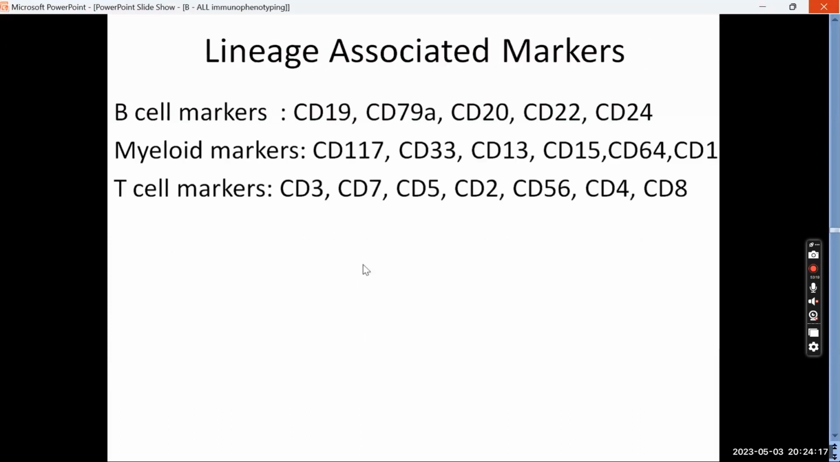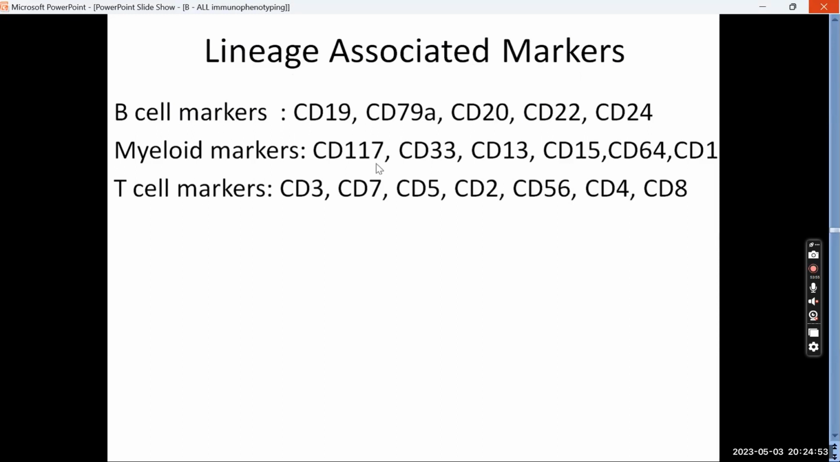Now, what are the lineage associated markers? I told you, right? B cell markers: CD19, 79A, 20, 22, 24. CD24 we use when CD19 is not there, but still CD24 you can have. It can be included, but it's not very mandatory. But when the patient is for cell therapy or something, then it comes into play. But now you just don't give much importance to this. CD19, 79A, 20, 22, if needed 24, which is also a B cell marker. It's not very specific to B cell, because even granulocytes can express it, that's why it's called lineage associated markers.